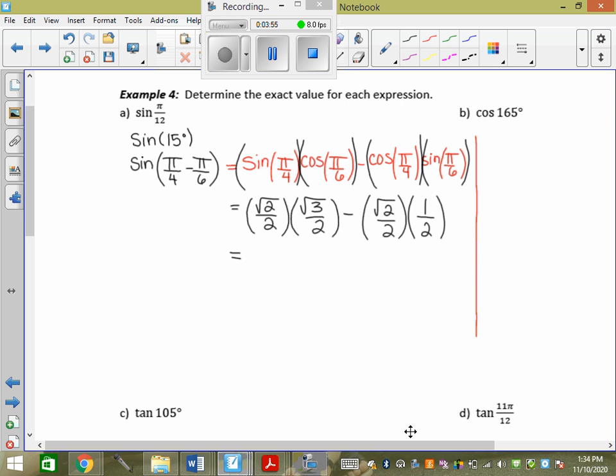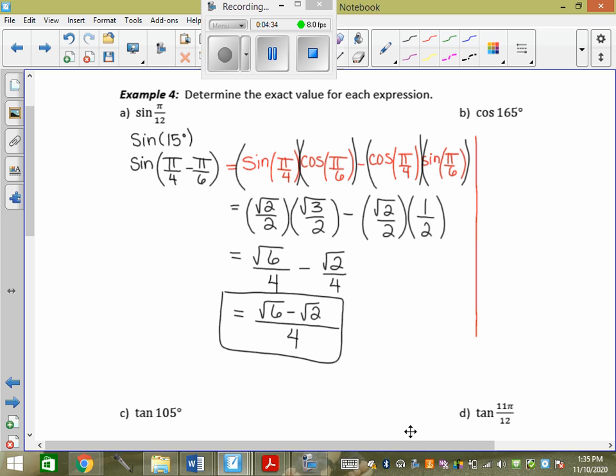Now, what you need to remember is, when you multiply radicals together, you multiply what's outside by what's outside and what's inside by what's inside. So the outside numbers and the radicands. So if I go root 2 times root 3, that's root 6 over, and then this is where people mess up. They go 2, because they're used to common denominators, but it's actually 2 times 2, which is 4, minus root 2 times 1 is just root 2 over 4. And then, because I have a common denominator, which I always will if I do this, I get a 4 and I get root 6 minus root 2, all over 4.